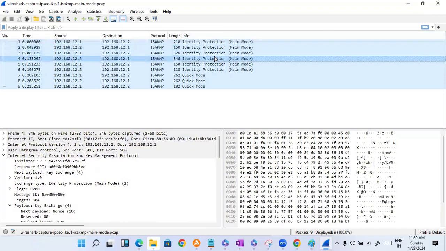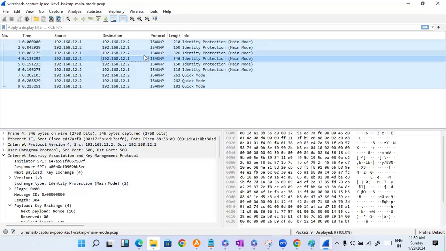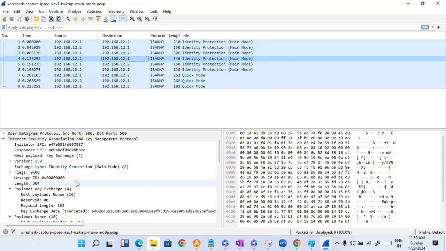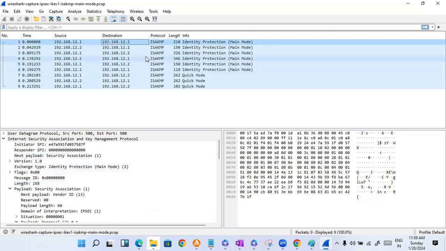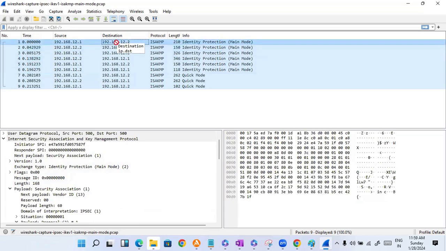Okay, although this has six messages, there are parameters they do share. Identity protection. Next payload. You can see the first two messages will be the security association, SA negotiation.